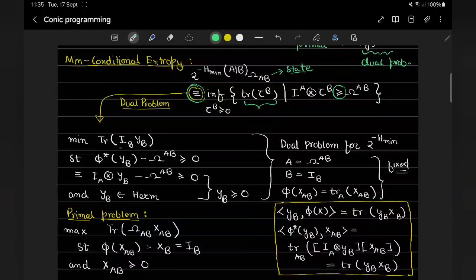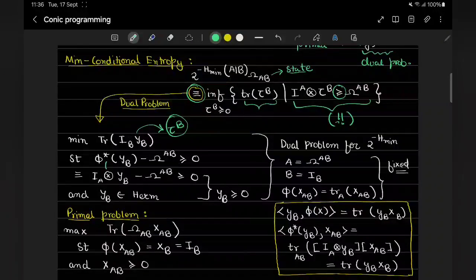So here I have minimum over trace I times y. So here y is playing the role of tau b, and I have this minimum such that phi star yb minus my state is greater than or equal to 0, and now I must represent this condition, this inequality here. And to represent this, I use the definition of phi star as follows. So phi star of yb is I, identity on the A space, tensor yb.